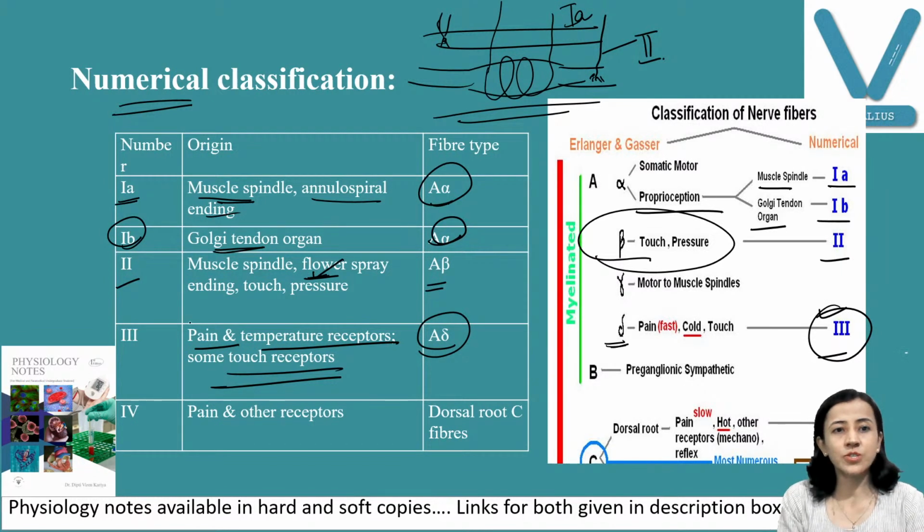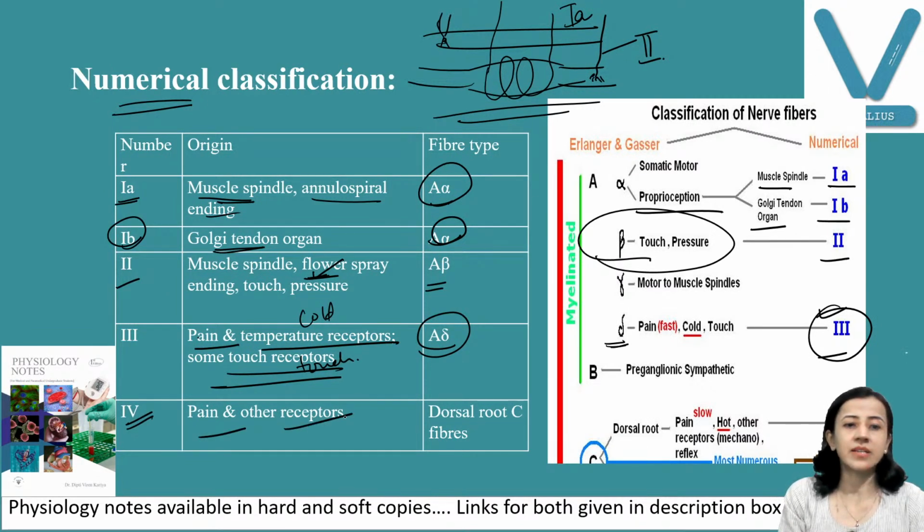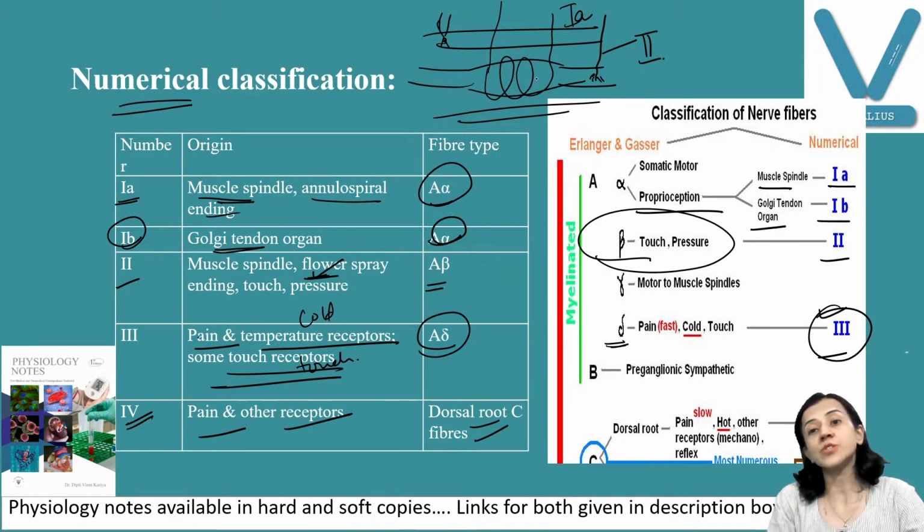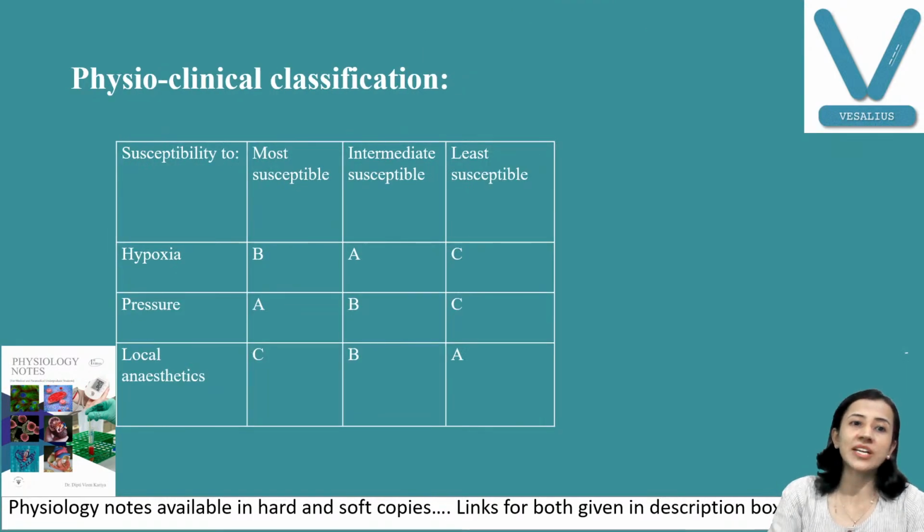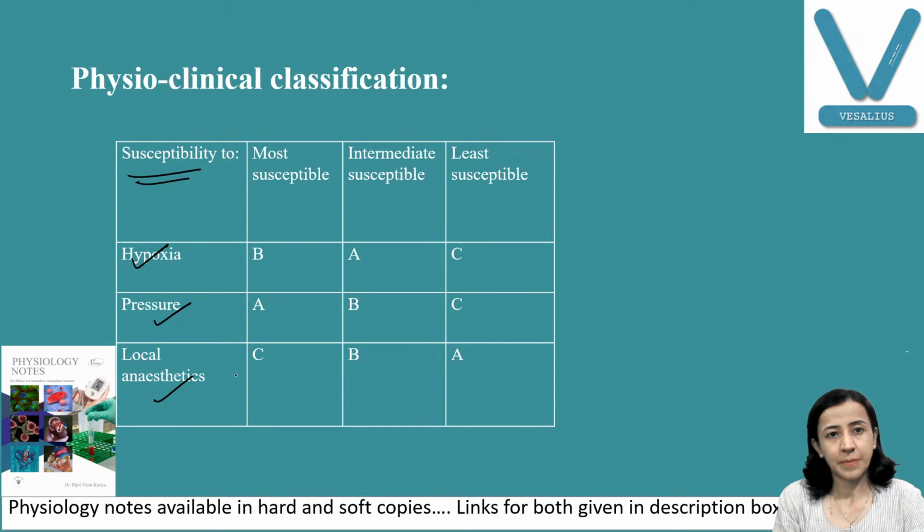So number 3 also carries pain, fast pain, cold and touch receptor. Fine. And number 4, that is for pain and other reception, that is C fibers. Fine. So this is the numerical classification. Third classification, that is physio-clinical classification according to susceptibility to hypoxia, pressure, and local anesthetics.